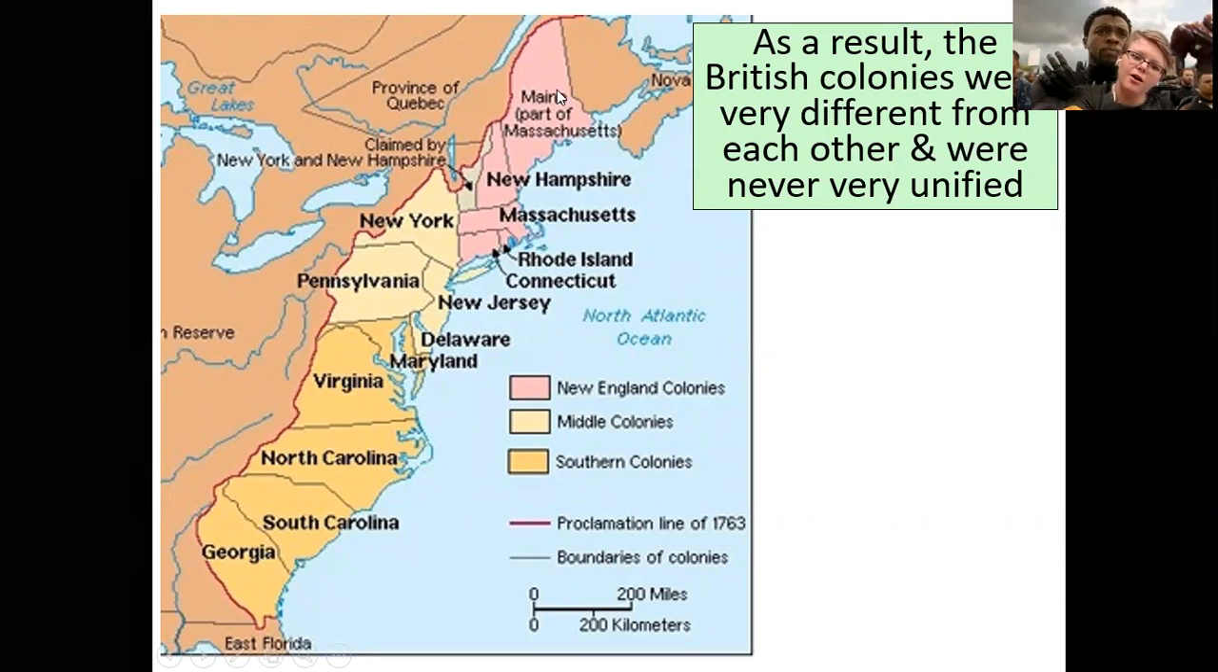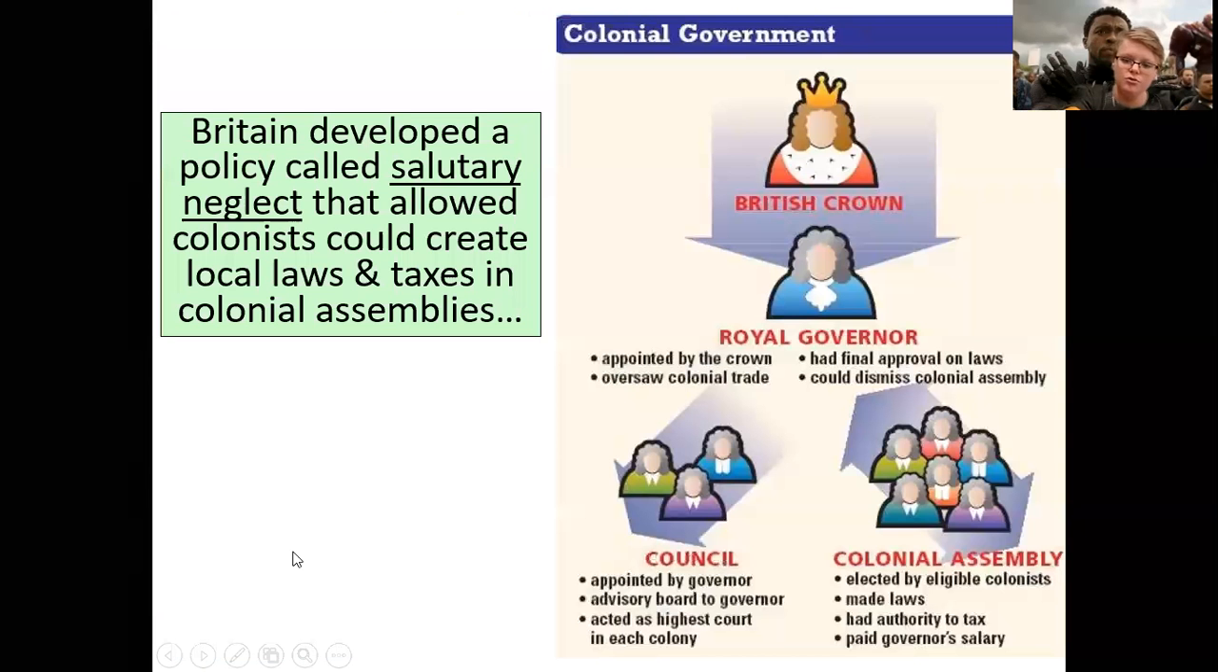Anyway, so you have northern colonies, middle colonies, and southern colonies. As a result, they're very, very different. So you've got three sections, and those three sections tend to have more to do with each other than anything else. So they also developed a colonial government.